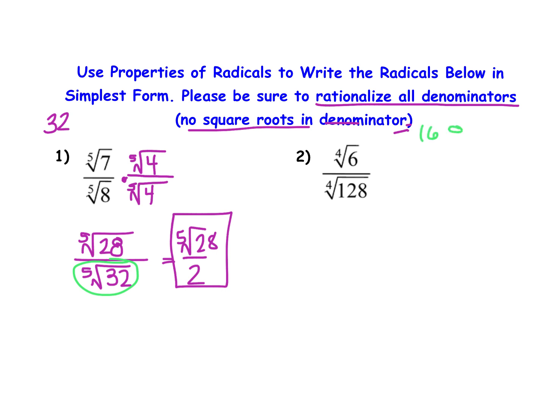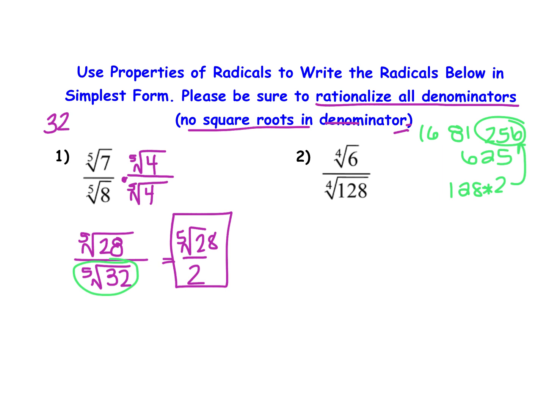3 to the power of 4 is 81. 4 to the power of 4 is 256. 5 to the power of 4 is about 625. So I'm going to focus in on those and see if I can strategically multiply 128 by something to get one of these values. And when I start experimenting, I realize that 128 times 2 gives me 256.